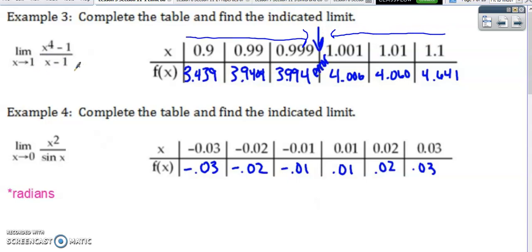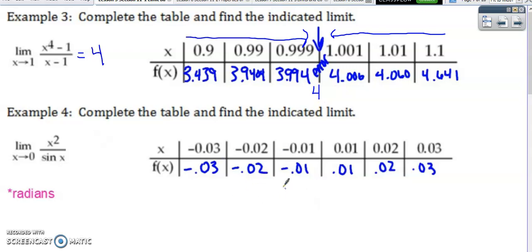Why? Because that denominator would be 0. But can I see that these values are consistently going towards a number from the left and from the right? These numbers are getting a little bit bigger and bigger and bigger. These numbers are getting a little bit smaller and smaller and smaller. What are those numbers all going towards? 4. So the limit of the function as x approaches 1 is 4.